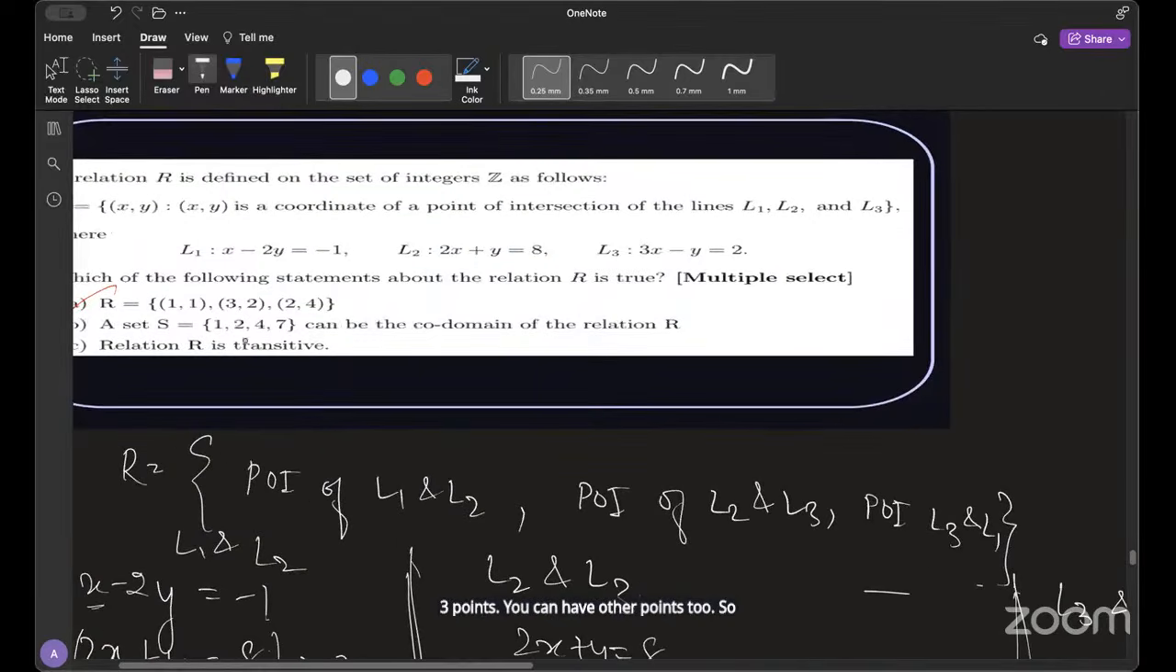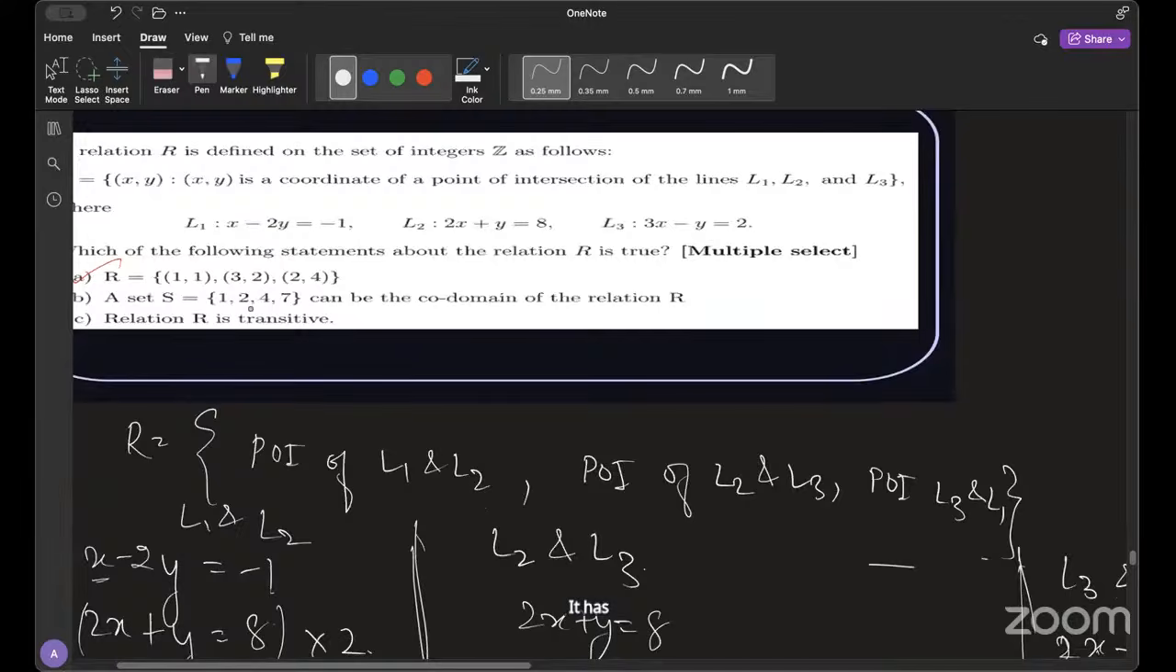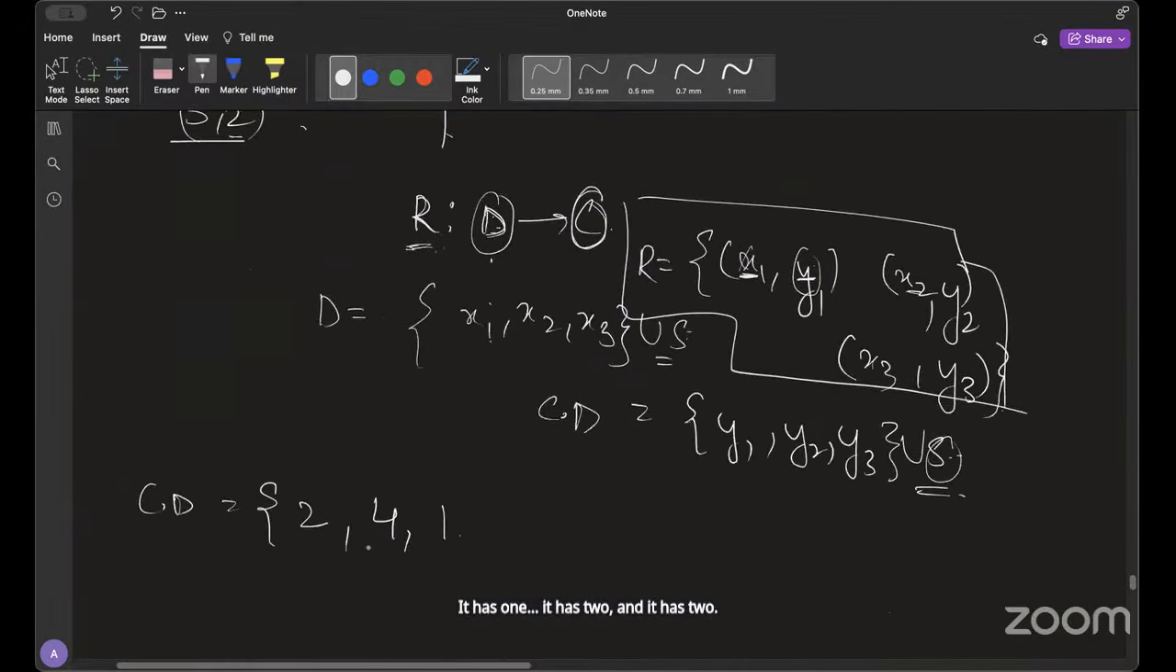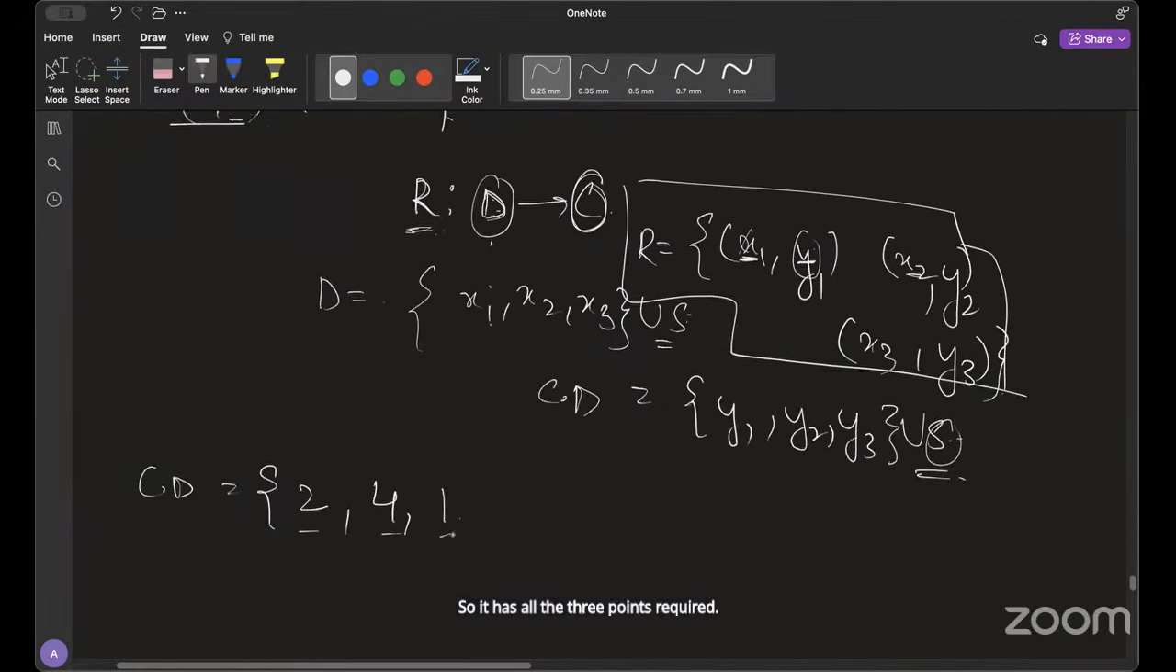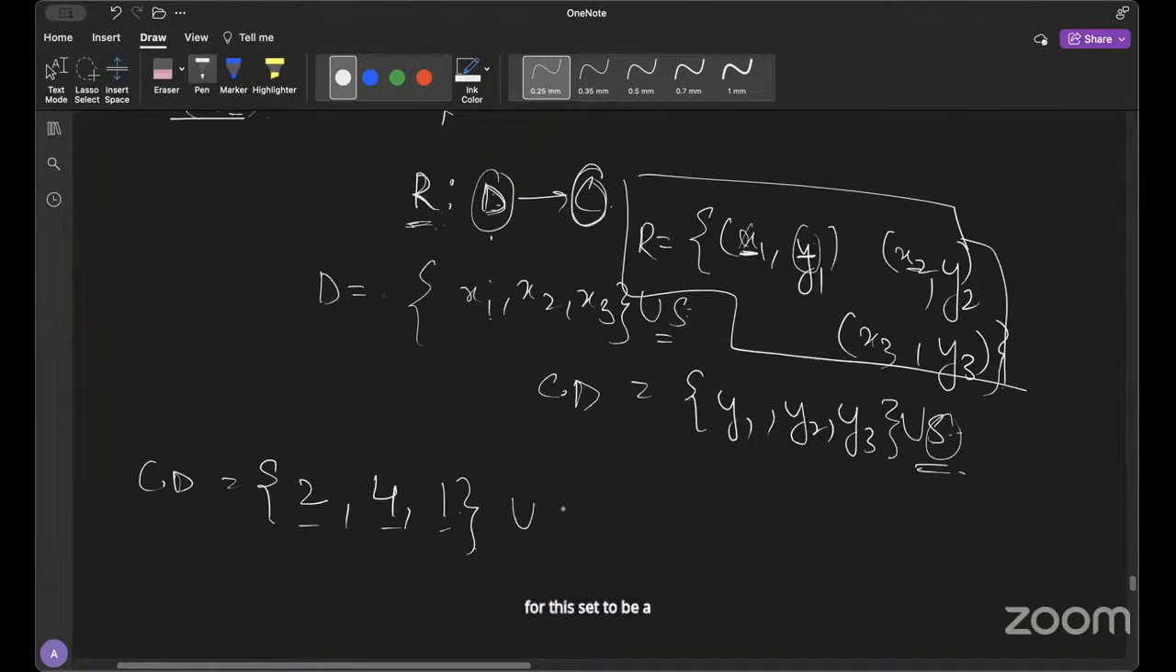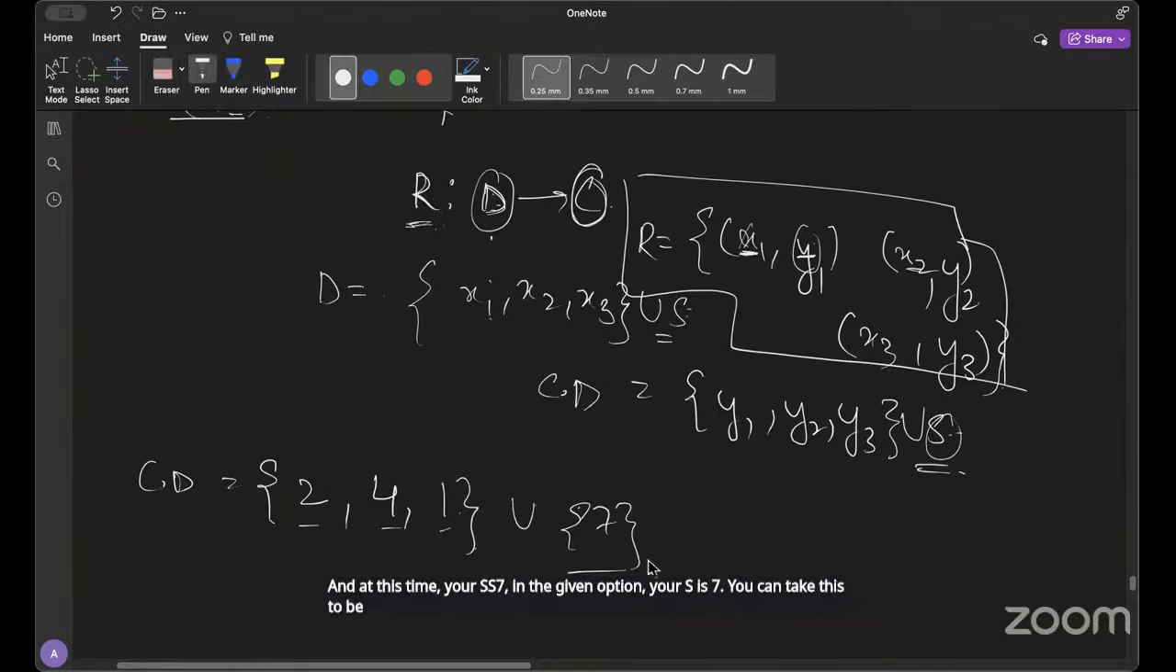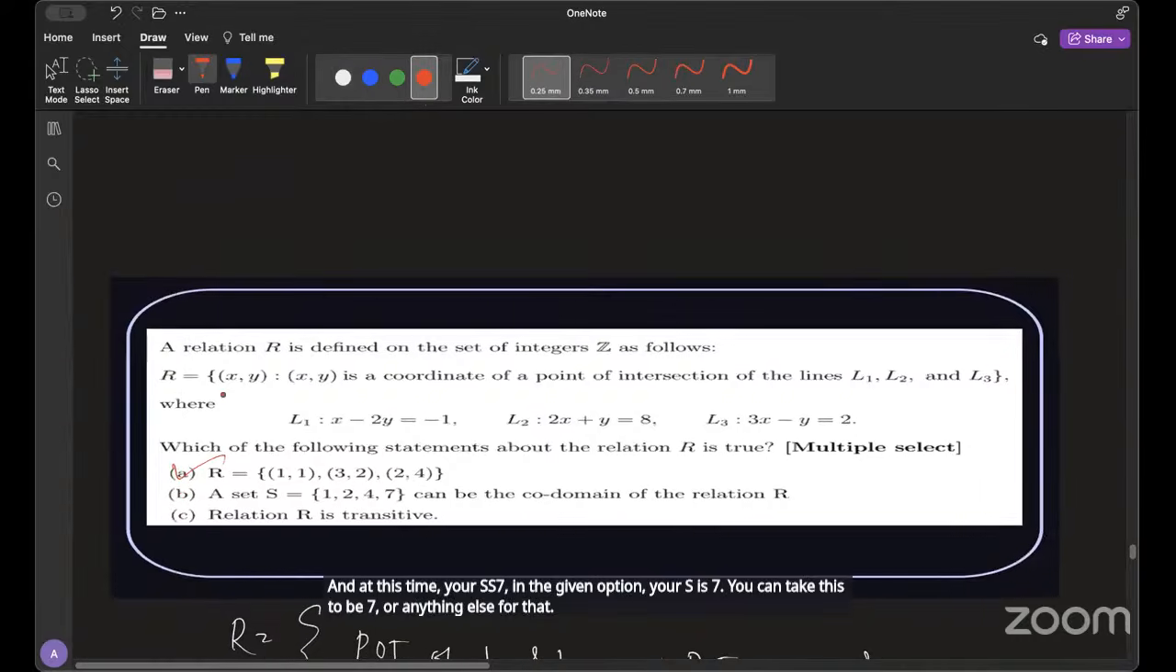Let's say what this says: it has 1, it has 2, and it has 4. So it has all the 3 points required for this set to be a codomain. And this time your S is 7 in the given option. You can take this to be 7 or anything else. This option should be correct as well.